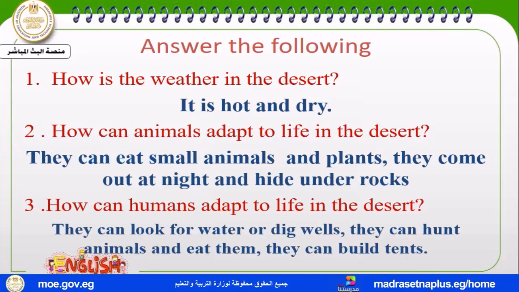Humans can look for water, dig wells, hunt animals, and build tents. This is how humans can adapt to life in the desert. See how animals and humans are different? Let's move to something else.